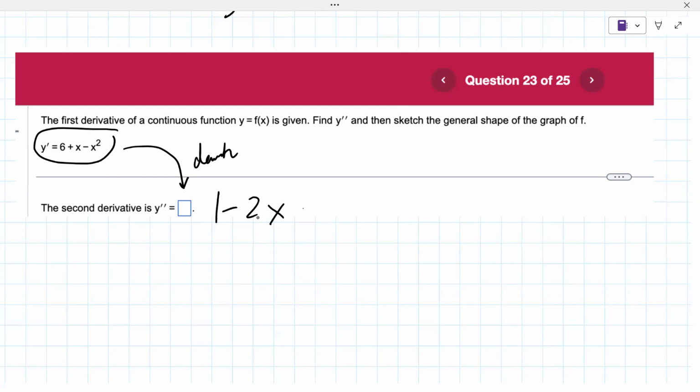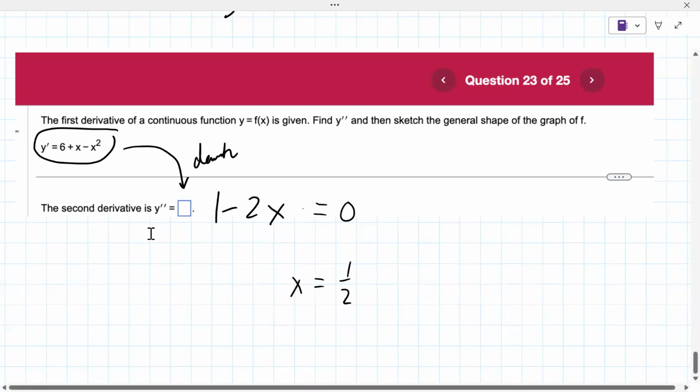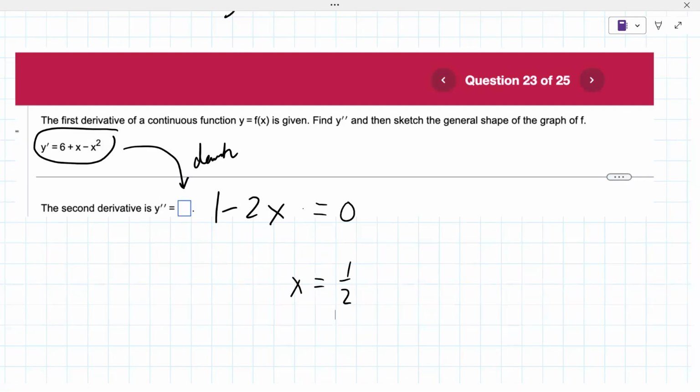So the reason you get the second derivative is when you set it equal to 0, that is typically an inflection point. So this is at x equals 1/2. That means there's some sort of a change in concavity, from concave up to concave down, or concave down to concave up.